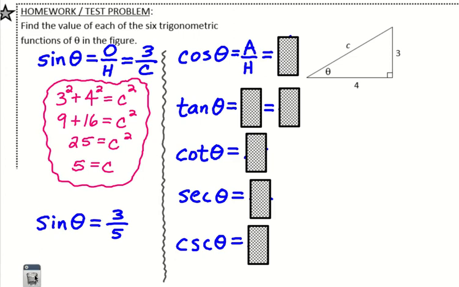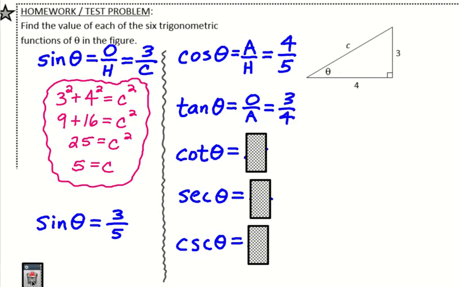Cosine would be, so CAH would be adjacent over hypotenuse. Well, according to theta, the adjacent leg would be 4. We figured that the hypotenuse is 5, so it's pretty downhill from here, isn't it? Once we know opposite, adjacent, and hypotenuse, O, A, and H, it's all downhill. So tangent, so TOA would be O over A, which stands for opposite over adjacent. What was the opposite leg of theta? 3. What was the adjacent? 4, so 3/4.